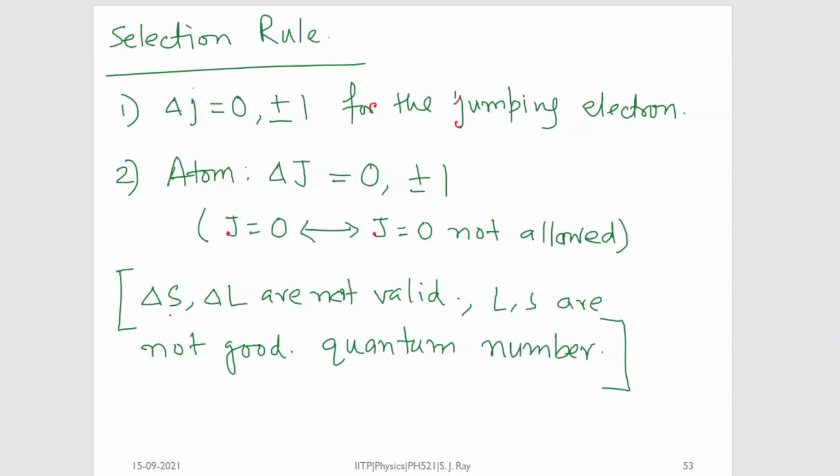And we are not considering delta S or delta L here, because L and S are not good quantum numbers, because JJ coupling is in the picture. That means that individual L and S have already coupled to form a J vector, and those individual J vectors couple to form a large J. So that is why L and S are not very relevant, or let's say good quantum numbers, here.